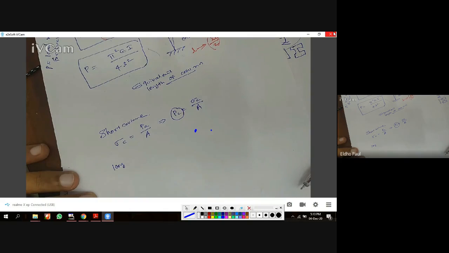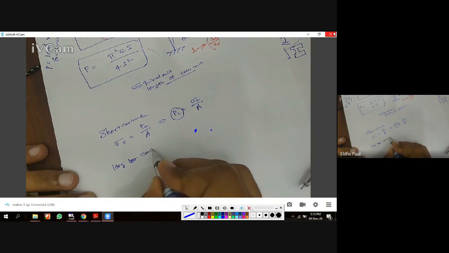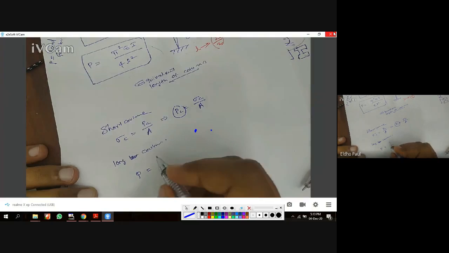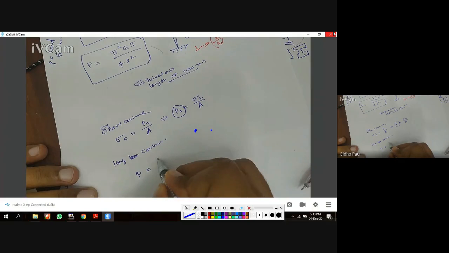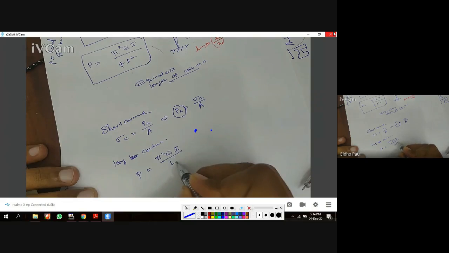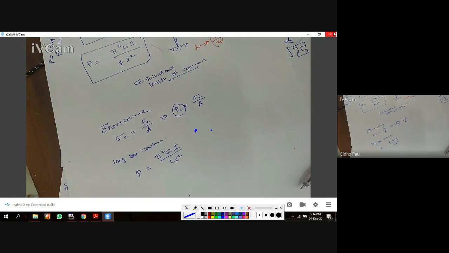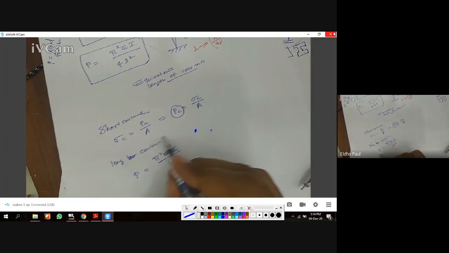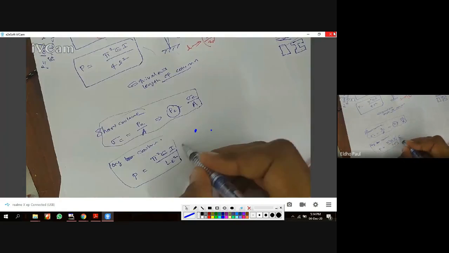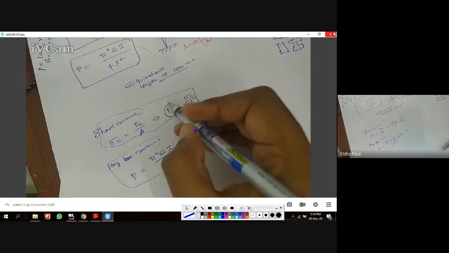Okay, PC. For a long column, this is based on the end condition, but generally we can say PE equal to pi square EI by LE square. The LE value varies with respect to end condition. This is the design equation for a long column, and this is for a short column. This is Euler's equation, and this is the equation for a short column.